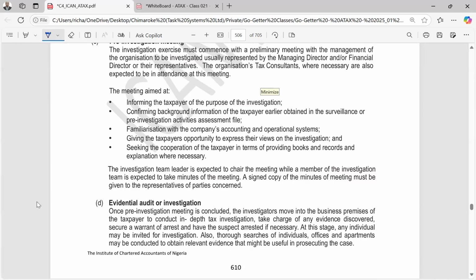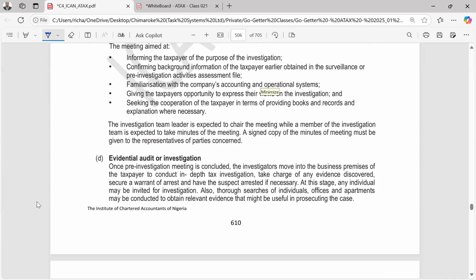Then, evidential audit or investigation. Once pre-investigation is concluded, the investigators will move in and start their work. They will investigate the premises and conduct an in-depth tax investigation.